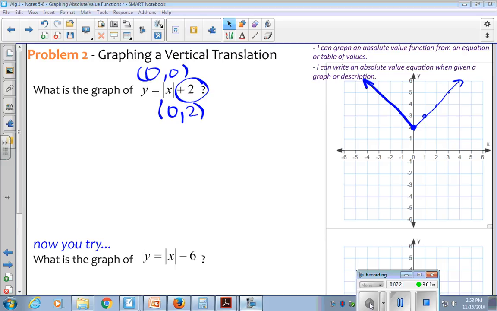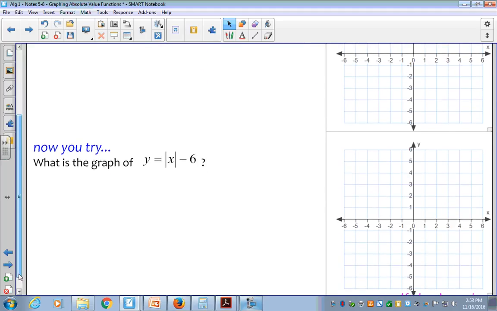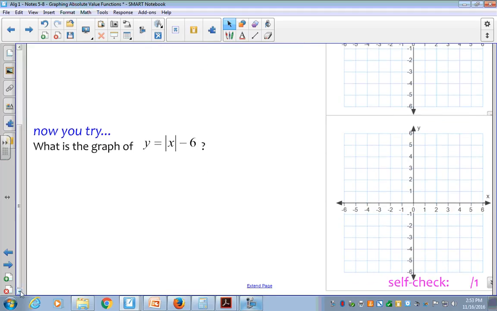All right, now you guys are going to take a second and do the same activity, but you are going to do it with this equation here. Y equals absolute value of x minus 6. Go ahead and pause the video for a moment and give students time to complete this problem.